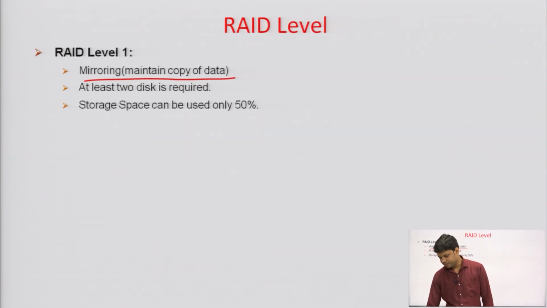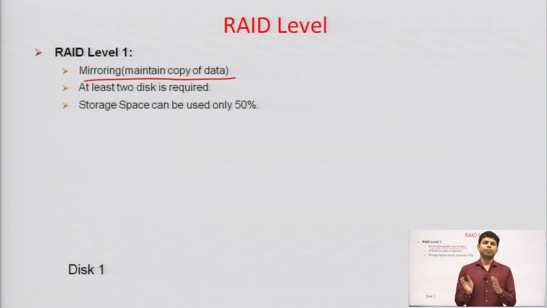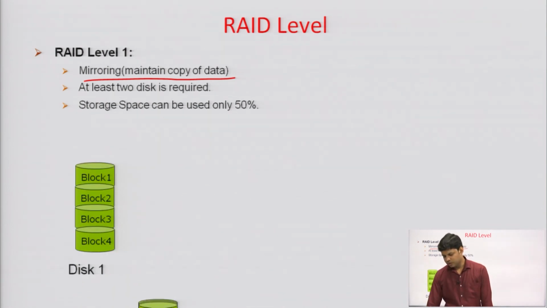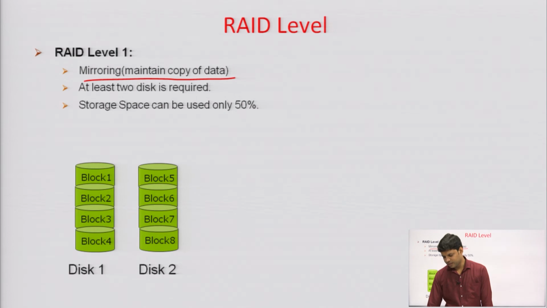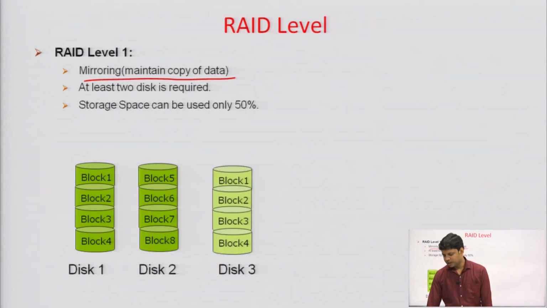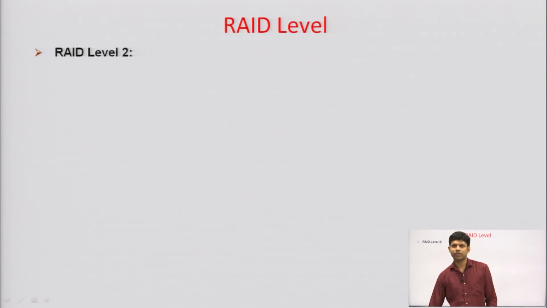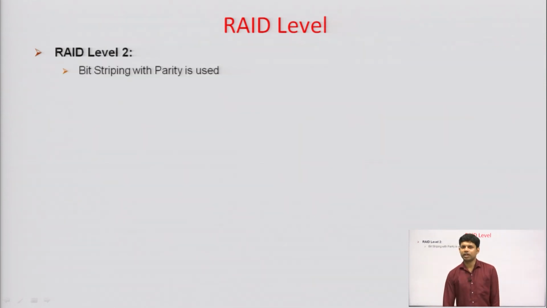How? Let's see. If you are using two disks, you have to copy your data to both of the disks. You can see blocks 1, 2, 3, 4, blocks 5, 6, 7, 8. These were your two disks, and you have applied mirroring in disk 3 also and in disk 4 also. So this was your RAID level 1. Now we will see RAID level 2.